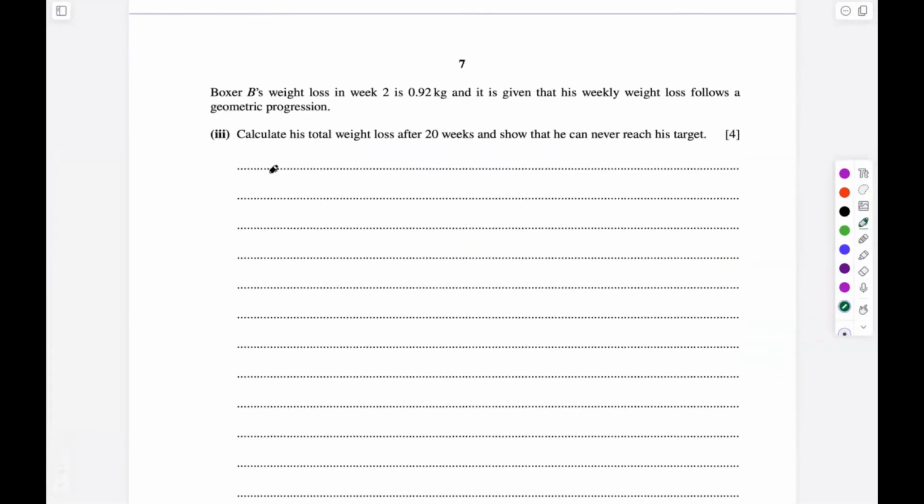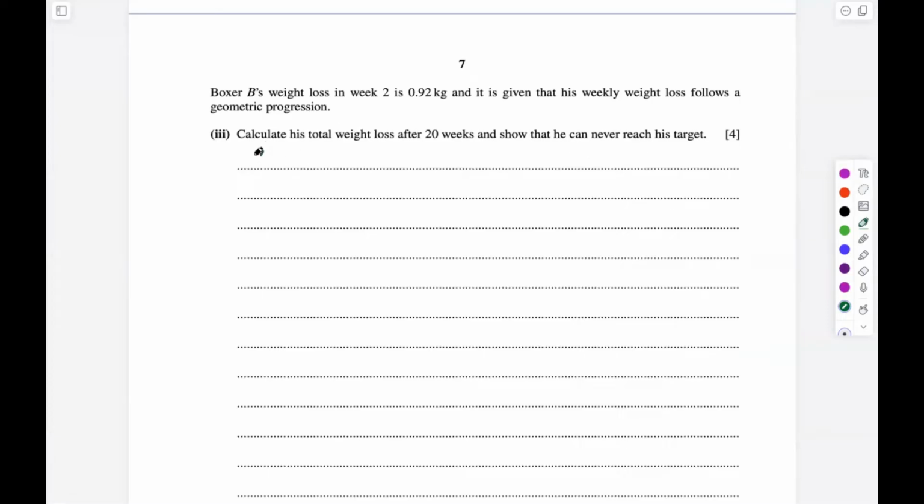In part 3, it says boxer B's weight loss in week 2 is 0.92, and it is given that his weekly weight loss follows a geometric progression. Part 3 says calculate his total weight loss after 20 weeks and show that he can never reach his target.